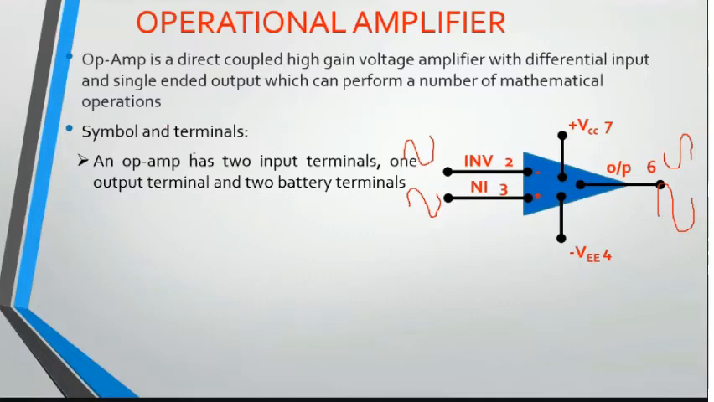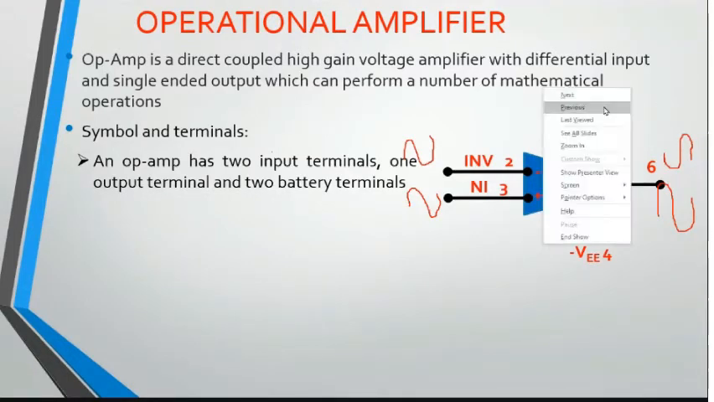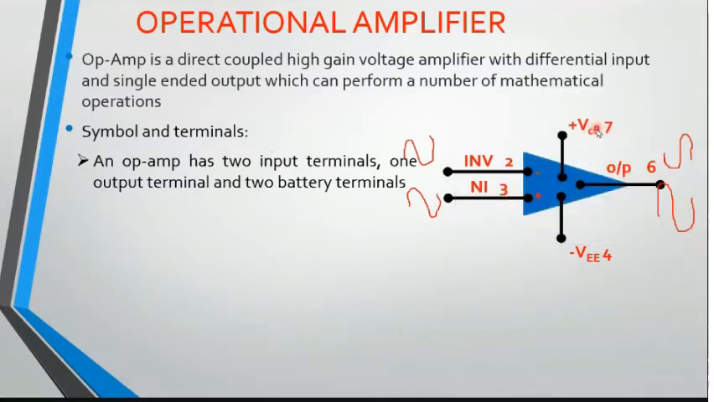As I told you, these are the symbols. It has two input terminals, one output terminal, two battery terminals. Now these battery terminals are very important. Here you have pin number 7, which you connect to the positive of the battery, and pin number 4 you connect to the negative of the battery. Input 2 is marked as minus, as I told you before.